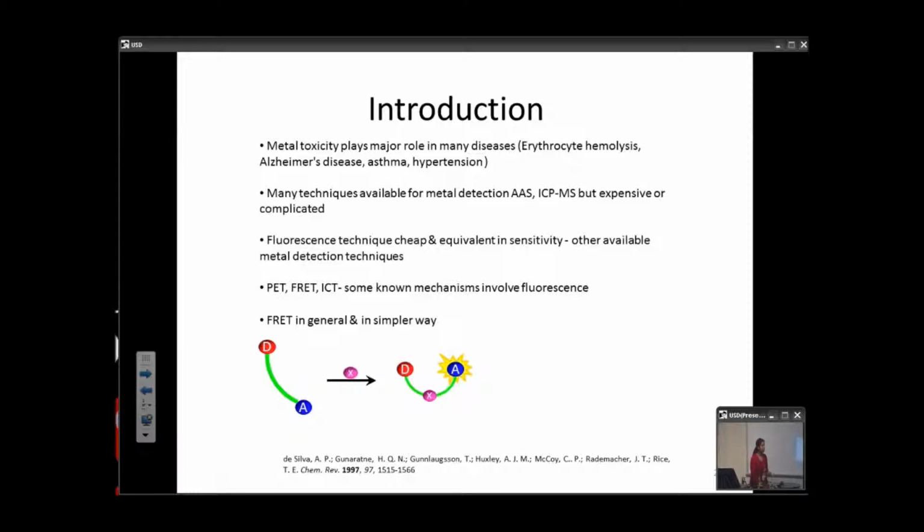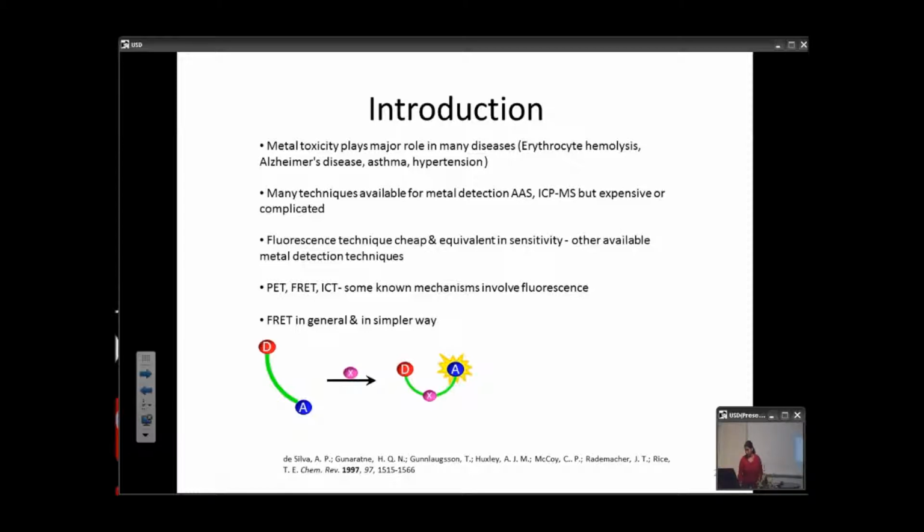There are photoinduced electron transfer, fluorescence resonance energy transfer, and intramolecular charge transfer. These are some of the known mechanisms which involve fluorescence. And here is a simple schematic diagram of the FRET mechanism. As I'm focusing on FRET, I just want to give a little introduction about it.